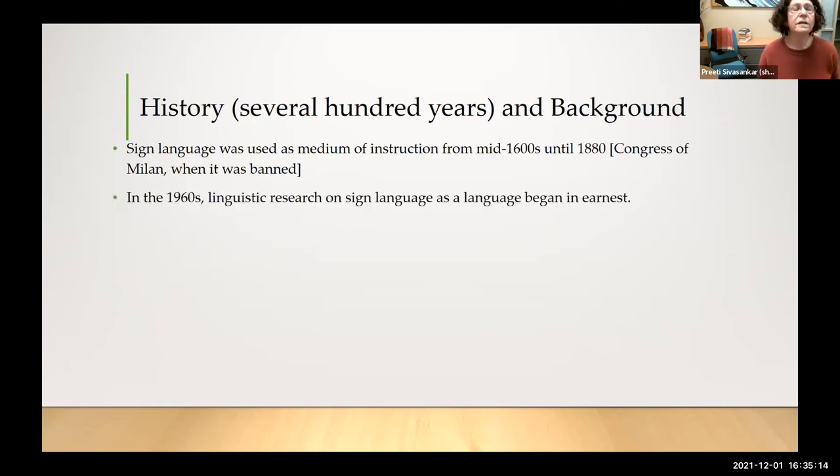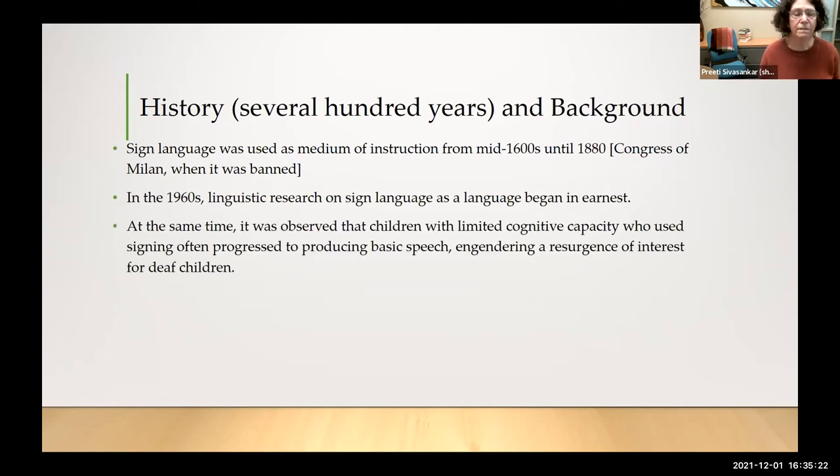It wasn't until the 1960s that the linguistic research on sign language as a language began again in earnest. And it was interesting at the time, it was observed that children with limited cognitive capacity who used sign often progressed to producing basic speech. And this then led to a resurgence of interest in using sign language for deaf children. So it wasn't originally used for deaf children.